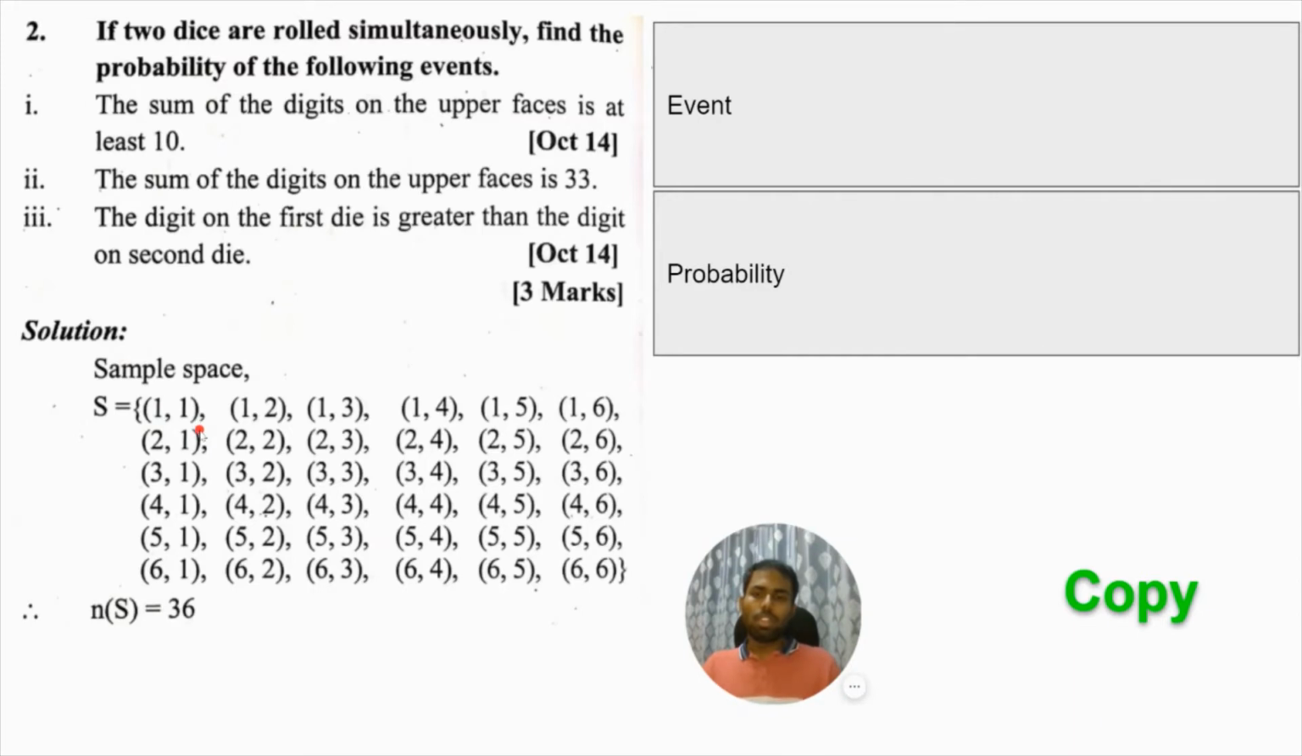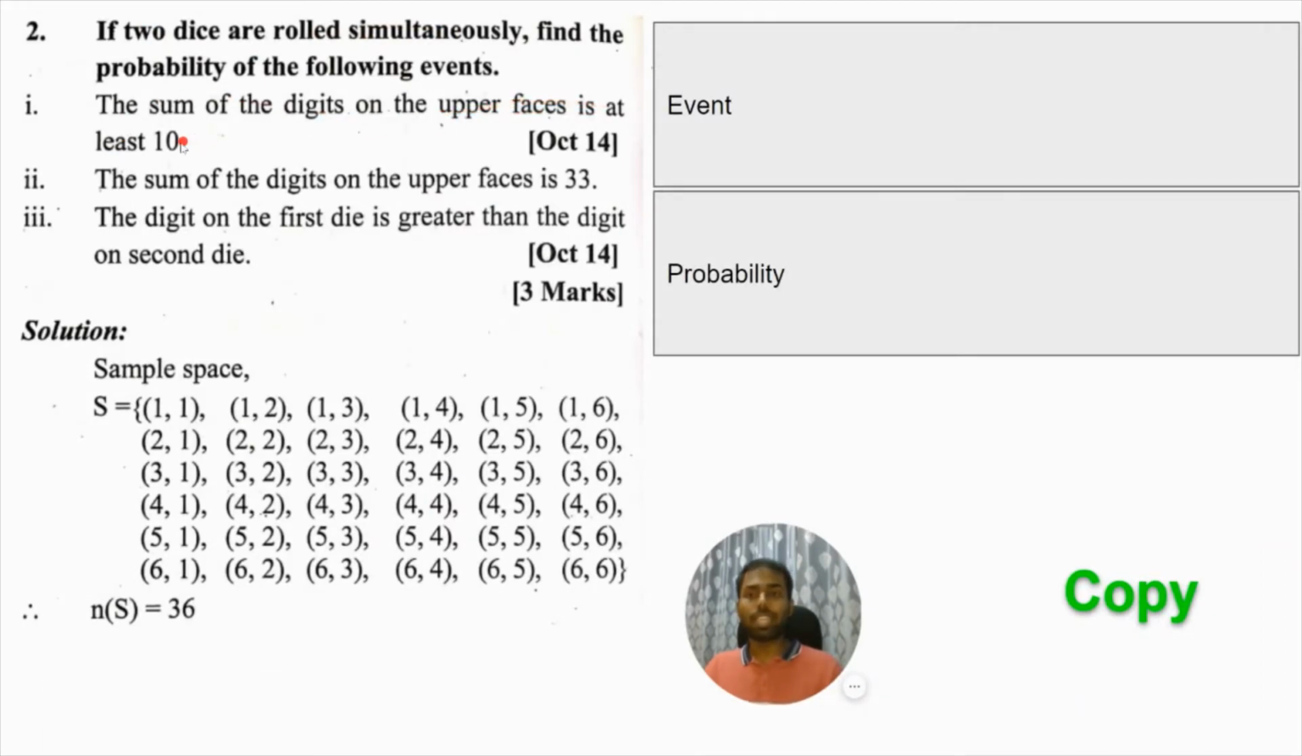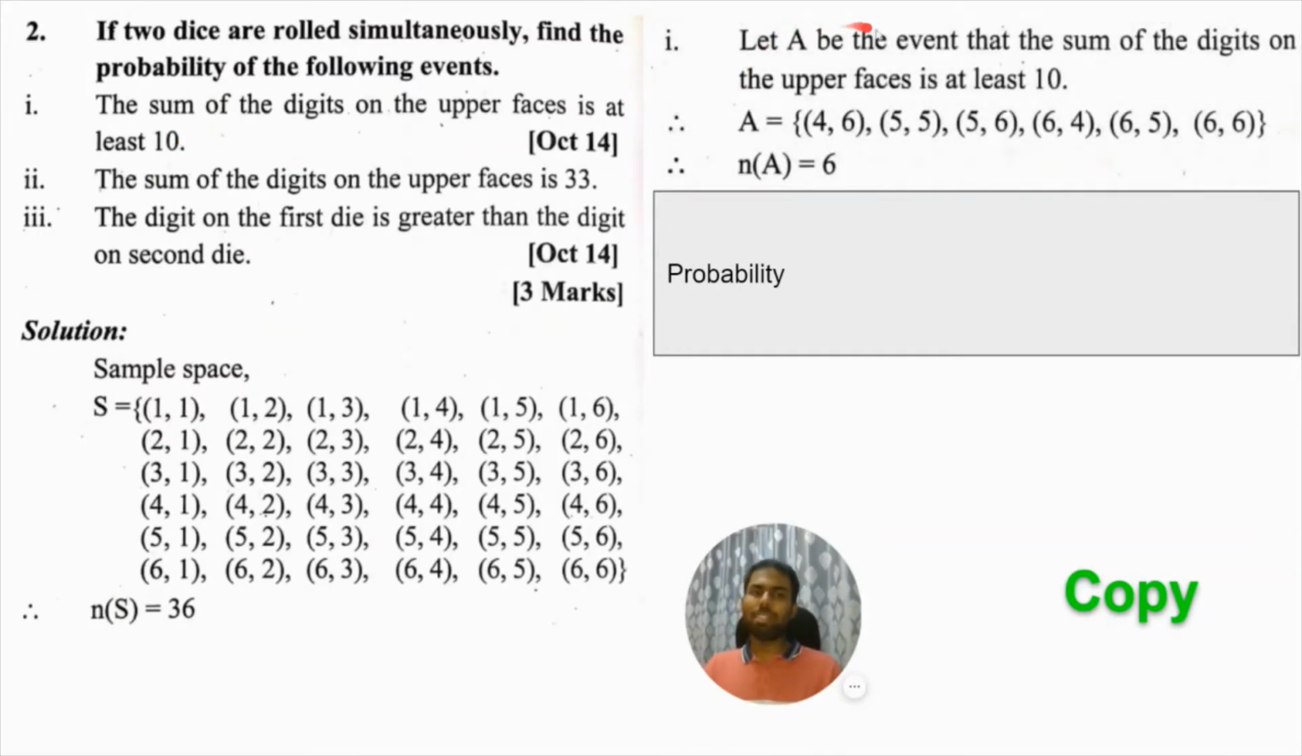Okay, great. So this is the sample space when 2 dice are rolled simultaneously. Now the first event is the sum of the digits on the upper faces is at least 10. Okay, so पहले मुझे इस event का एक नाम देना पड़ेगा. So write the name of the event. Let A be the event that the sum of the digits on the upper faces is at least 10. Okay, sum यानी एडिशन करके कम से कम 10 नंबर आना चाहिए.